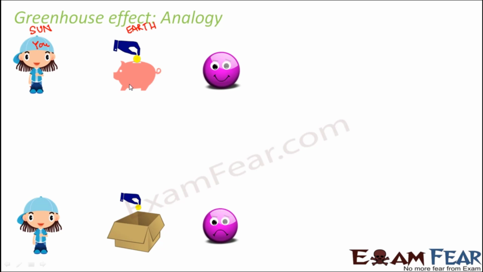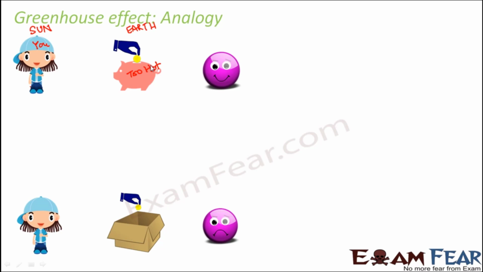So in the first scenario, what is happening? The radiations from the sun, which is nothing but the money, are entering into the earth, but there is no way that the radiations can come out. So in that case, what will happen? All the solar radiations will remain inside the earth. So much of solar radiation inside the earth will make it very, very hot. So in this case, what will happen? The earth will become too hot because there is too much incoming radiation, and there is no outgoing radiation.